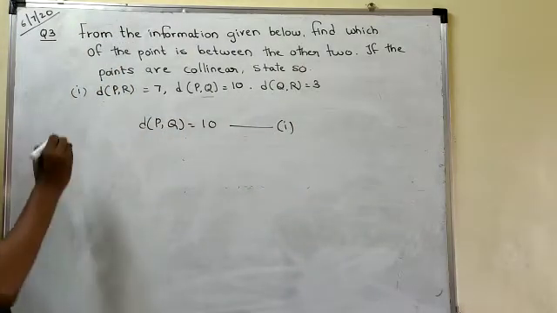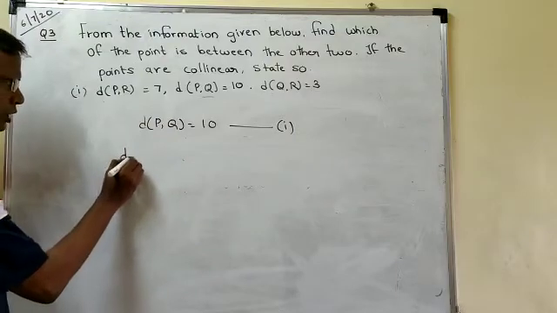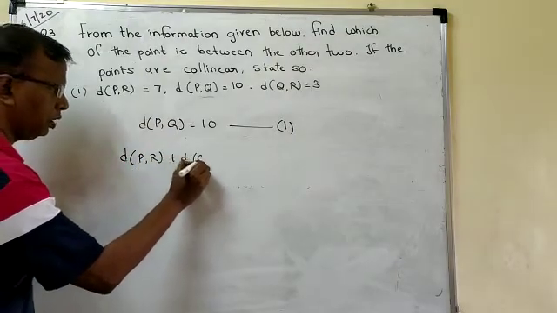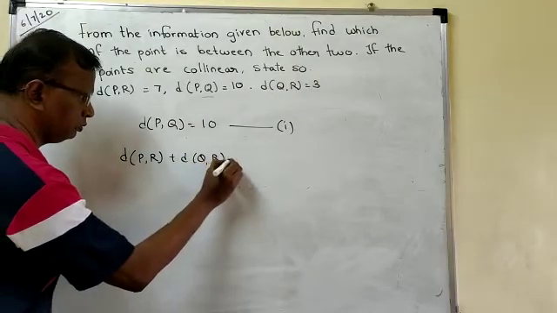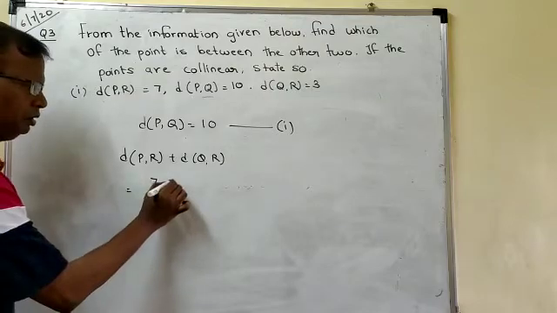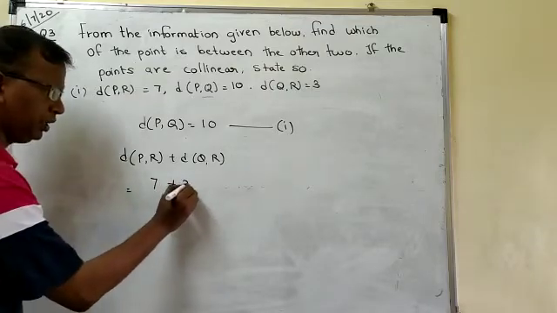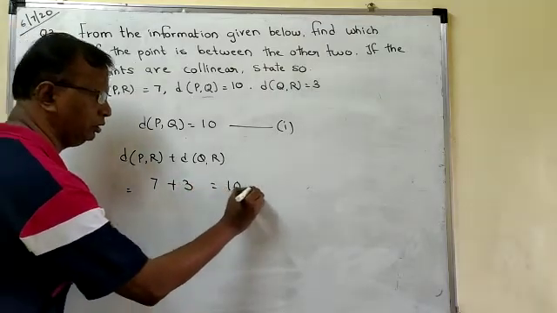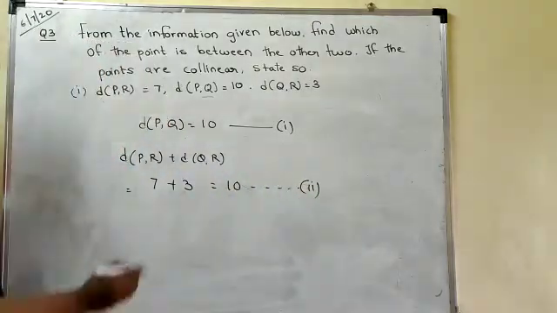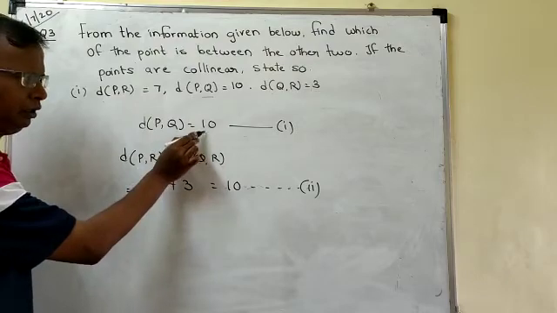Now I'll take the other two distances. I'll add the other two distances. What is the distance PR plus distance QR? What is the distance of PR? 7. Distance QR, how much? 3. That is equal to 10. That is equation 2.